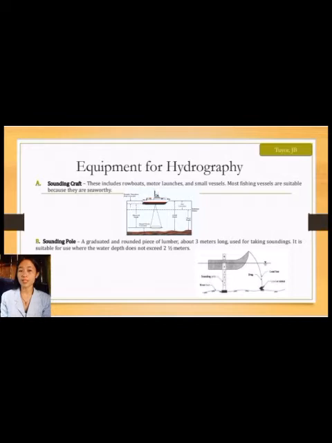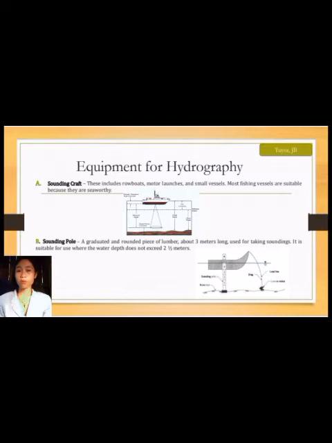And most fishing vessels are suitable because they are seaworthy, meaning the fishing vessels have reliable motor performance and can be adapted to the various operations associated with hydrographic surveying. And also small boats or bankas powered with an outboard motor are commonly used only in limited surveys and where the water is calm and current velocities are minimal.